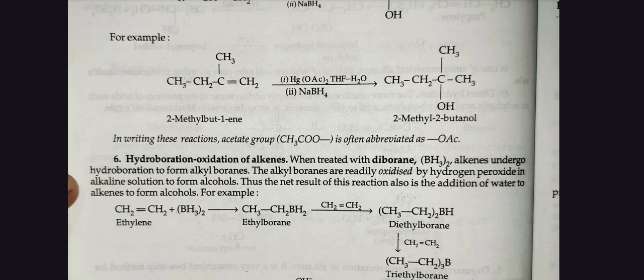When treated with diborane (BH3)2, alkenes undergo hydroboration to form alkyl boranes. The alkyl boranes are readily oxidized by hydrogen peroxide in alkaline solution to form alcohol. Thus, the net result of this reaction is also the addition of water to an alkene to form an alcohol.